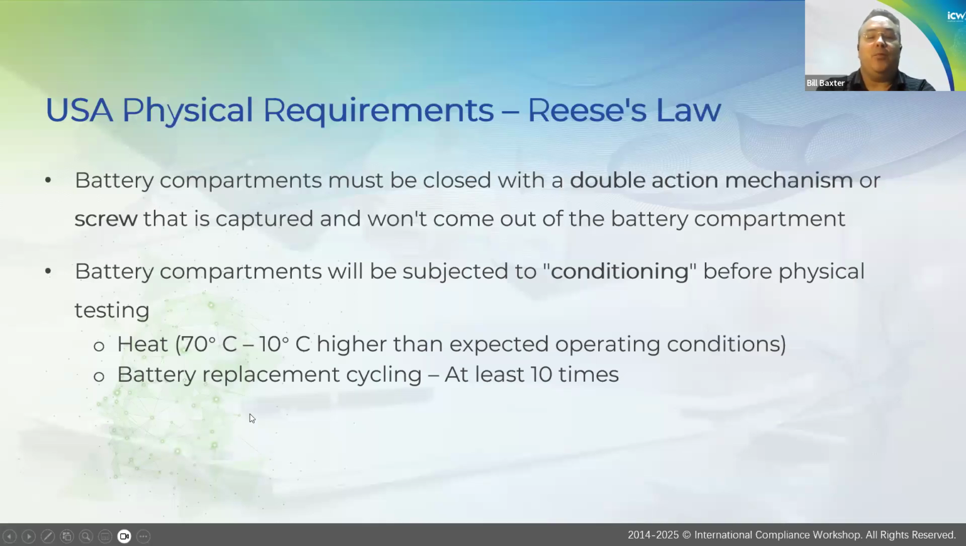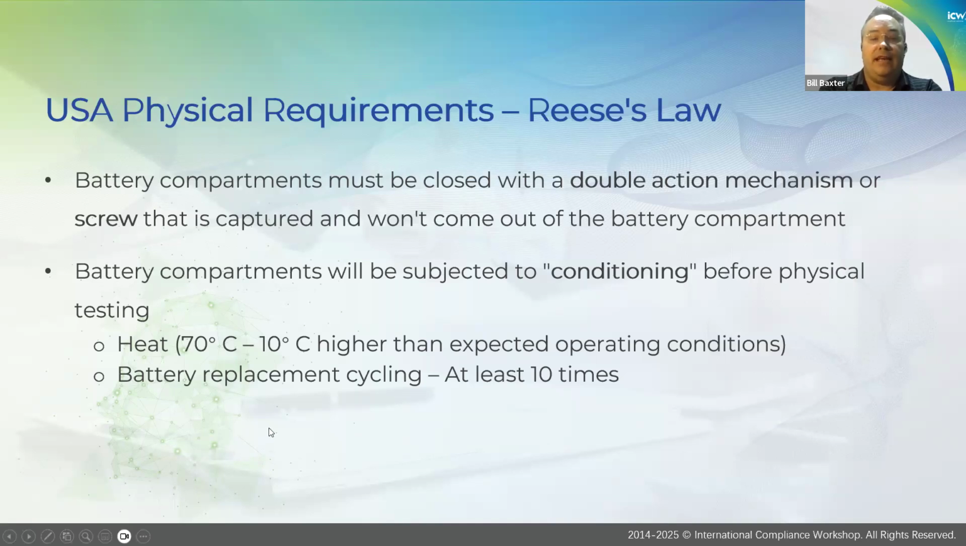So the most important parts of the physical requirements from the perspective of a manufacturer is that the battery compartment, well, first of all, must exist because there are consumer products out there that just have loose button cell batteries attached to an IC board or a chip. And so you must have your battery enclosed with a double action mechanism or a screw that is captured and won't come out of the battery compartment. We're going to talk a little bit about screws later.